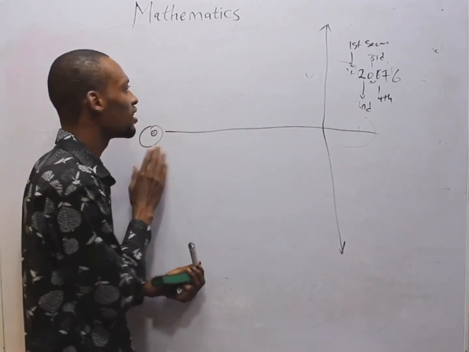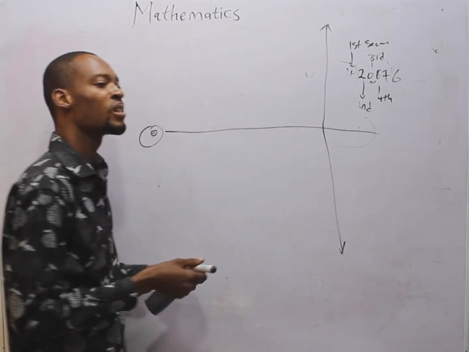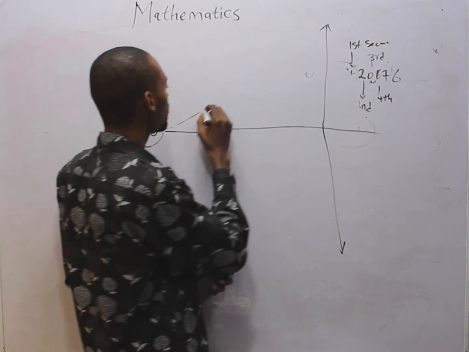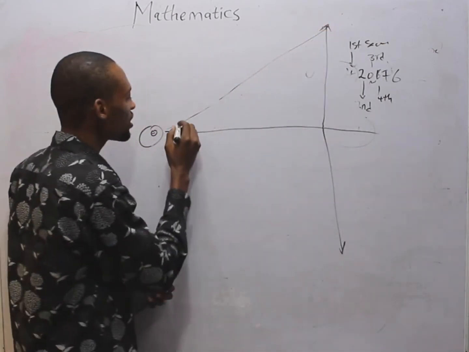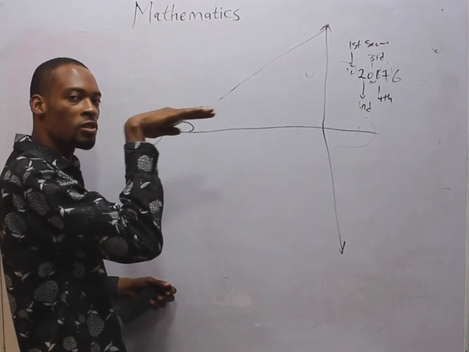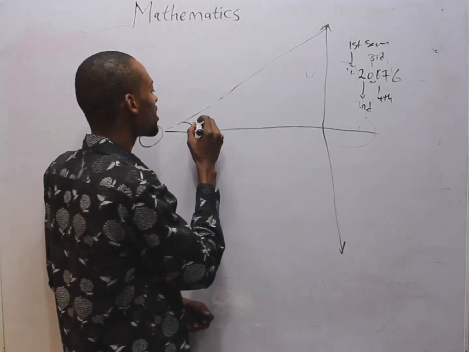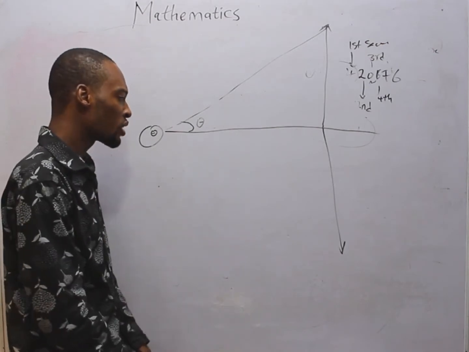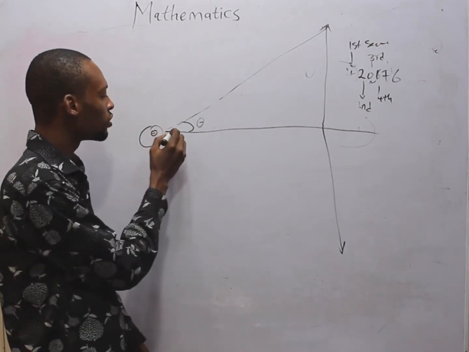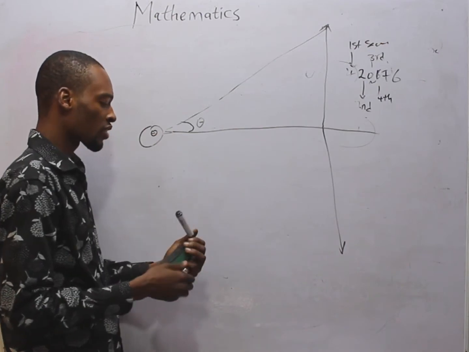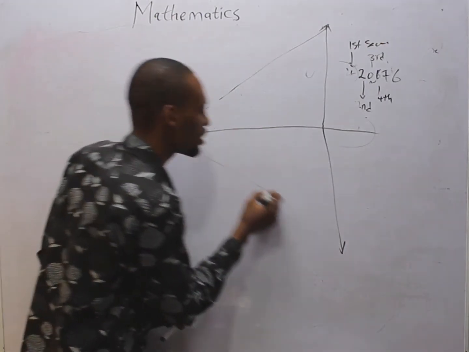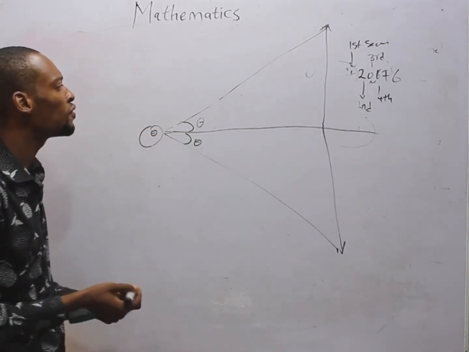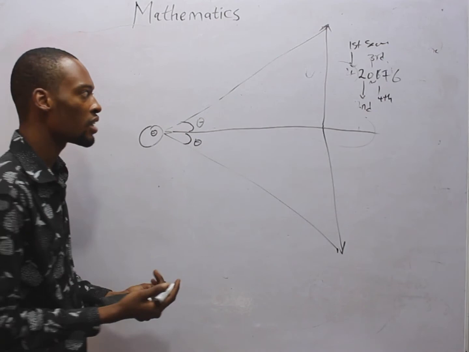So if you are staying here and they say there is a tree here and the observer looks at the top of the tree, this means from here you are looking at the top of the tree. So this angle between your look and the top of the tree is the angle of elevation. While if you are standing and you are looking down, this is your eye level. The angle between your eye level and what you are looking at, the base of something, this is the angle of depression.